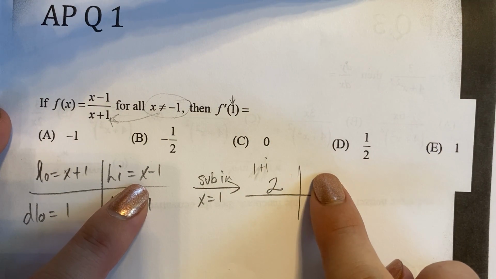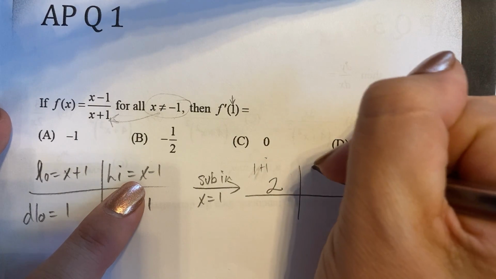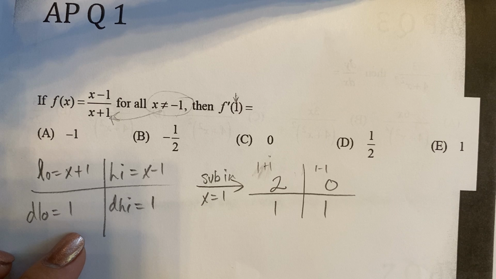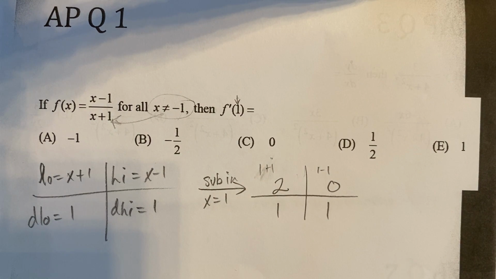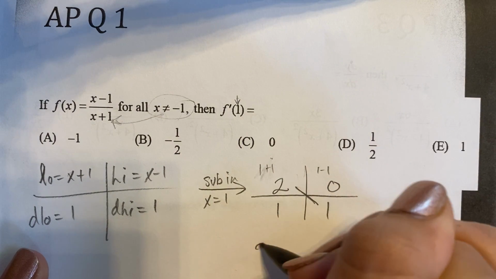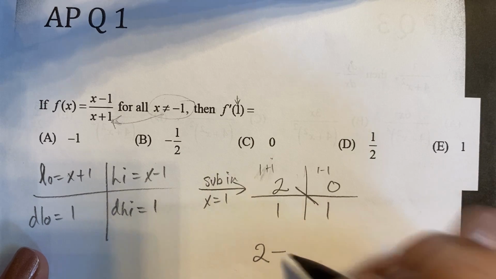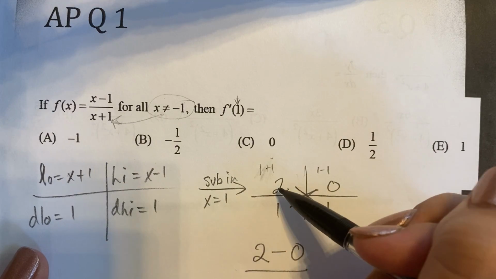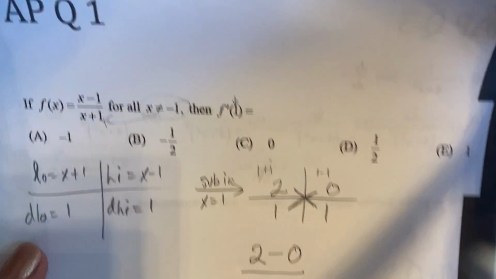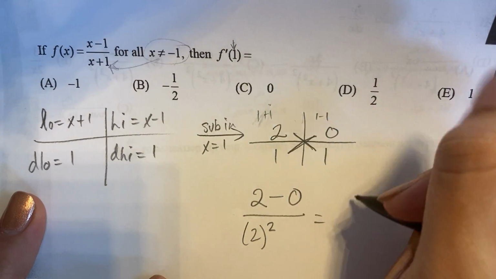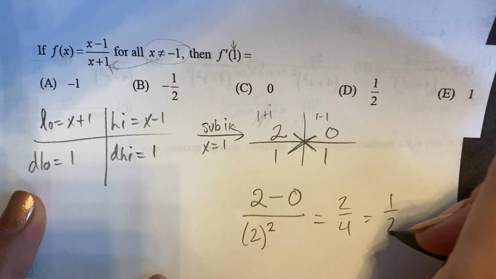My high is 1 minus 1, which is 0. My D low and D high are there. So now when I do low D high minus high D low, look at how simple it is. Low D high, 2, minus high D low, 0, over low squared, so I get 2 over 4, or a half.